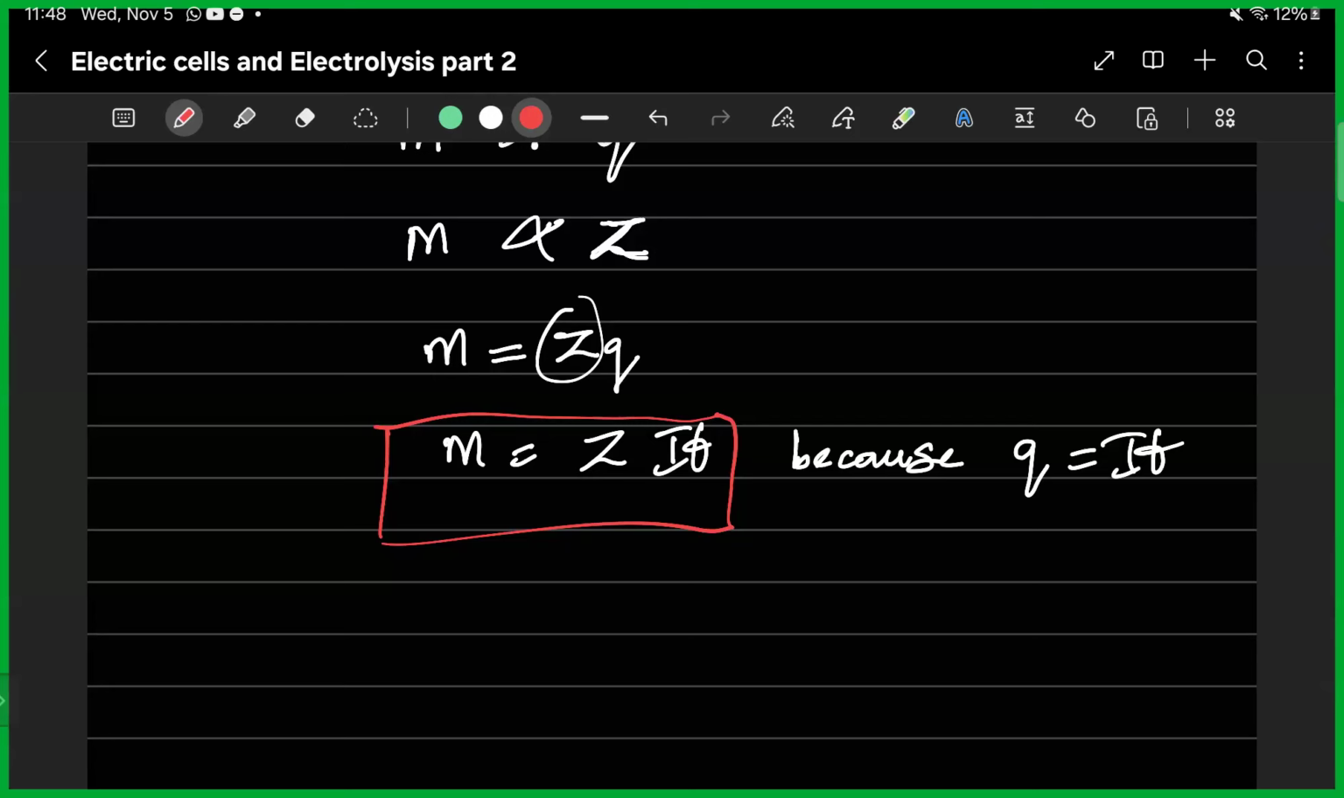And then the idea is that we want to talk about what's the unit of Z, or how Z works. We make Z the subject of the formula. Z will now be M over IT. Some people measure mass in gram or kilogram, but in this case, let's itemize what we have. Mass is measured in gram.